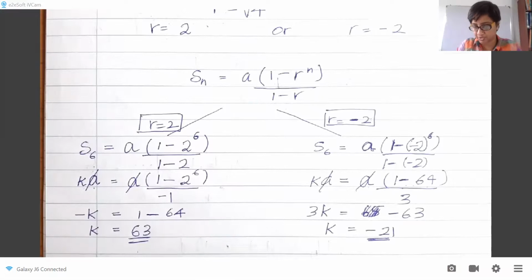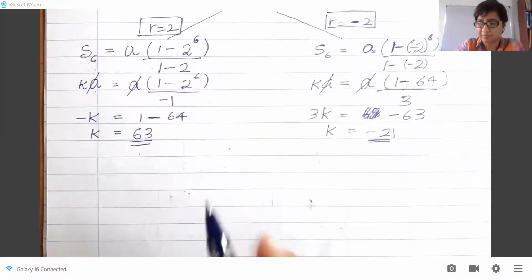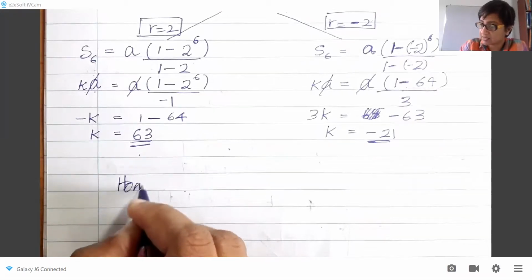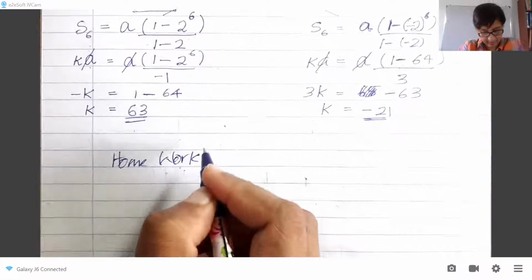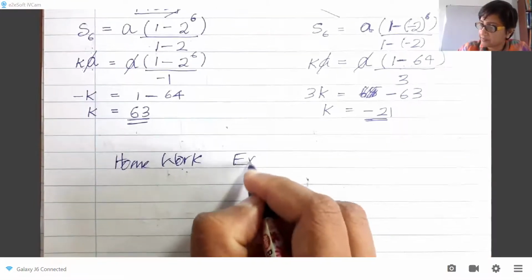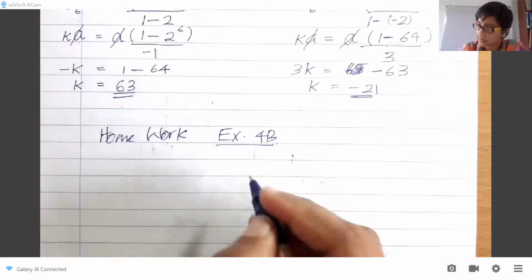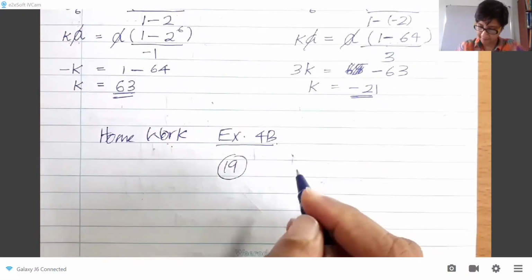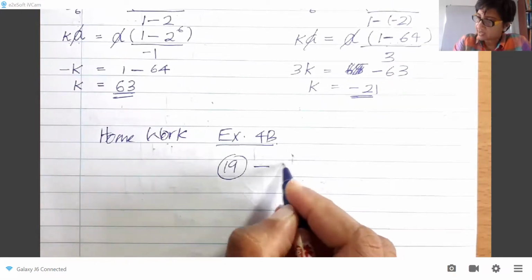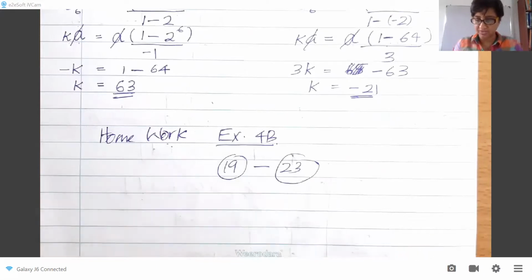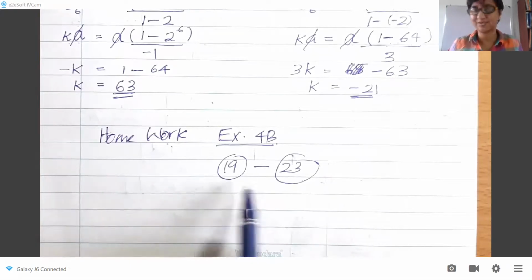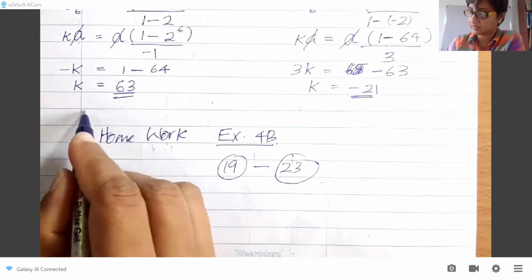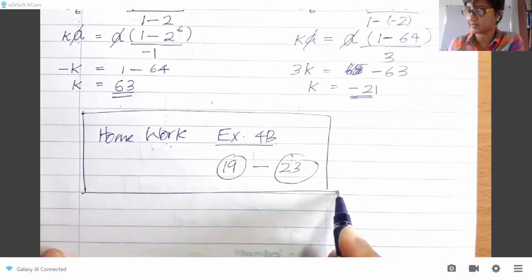the next couple of questions for homework, and then we'll start binomial theorem now. Okay, so homework is in that same exercise, exercise 4b, question number 19. Can I give you up to 23? Do you all have that in your books too? 19 to 23, the same question as I have? Okay, so 19 to 23 homework. And we will start binomial theorem.